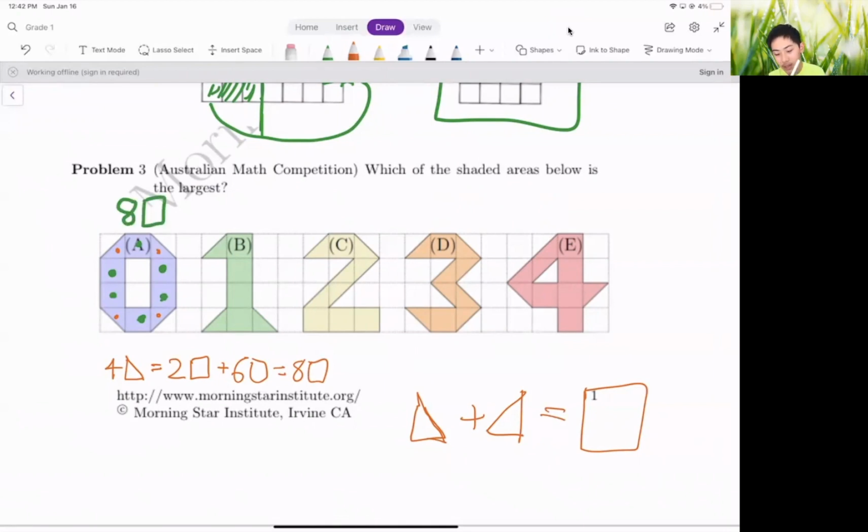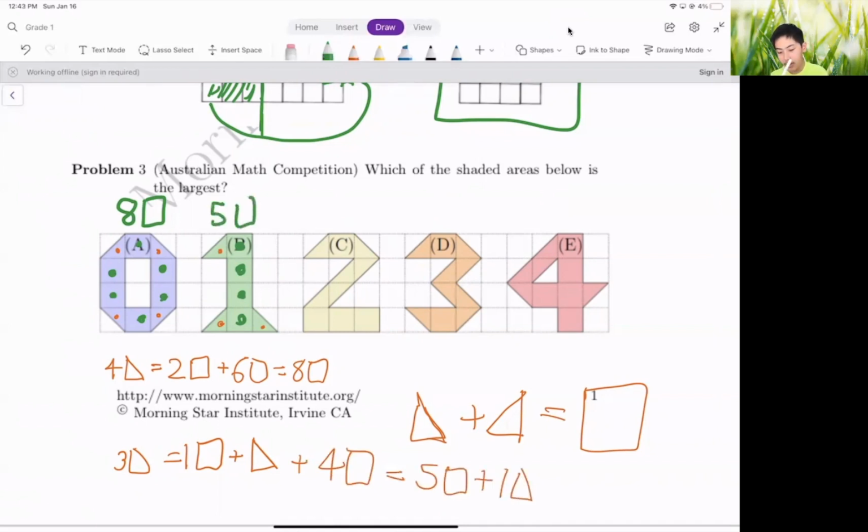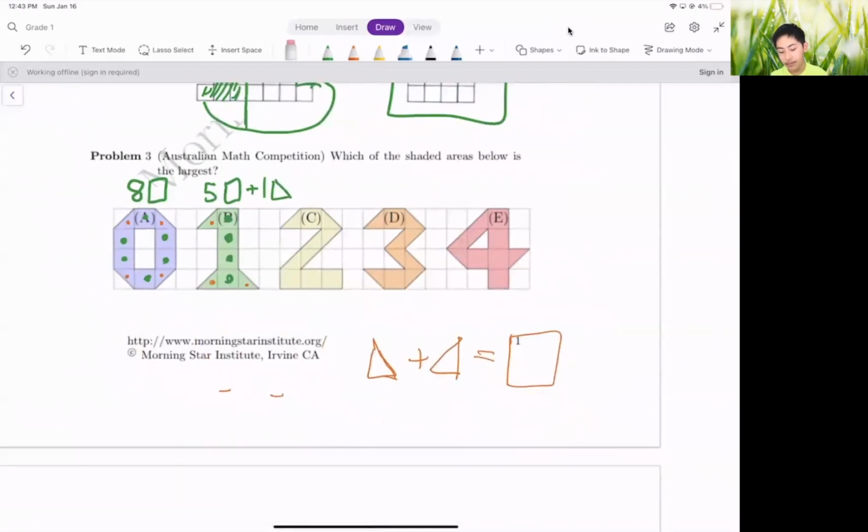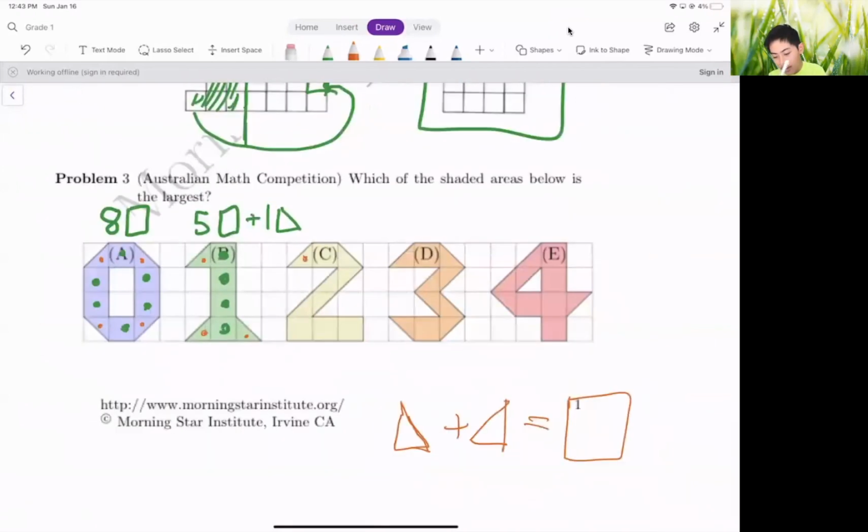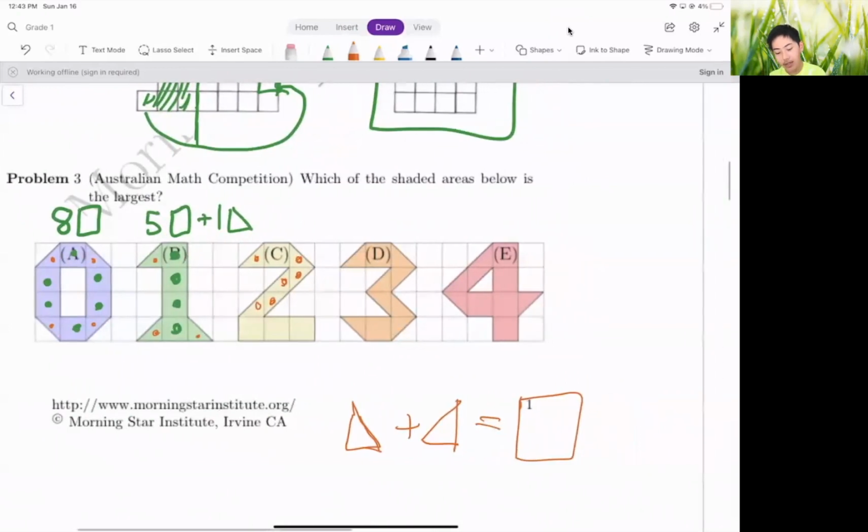Now for B. B has 1, 2, 3 right triangles. 3 right triangles equals 1 square plus 1 extra triangle. And now let's count out how many squares it has. 1, 2, 3, 4. So it has 4 squares. The 1 square plus right triangle plus 4 squares is equal to 5 squares plus 1 extra triangle. So therefore, it should be 5 squares plus 1 triangle. And now let's do C. Let me just erase this for convenience. We have 1, 2, 3, 4, 5, 6 right triangles, and that is equal to 3 squares. And now let's count up the squares that C has. 1, 2, 3, 4. So 3 squares plus 4 squares is equal to 7 squares. So therefore, C has 7 squares.